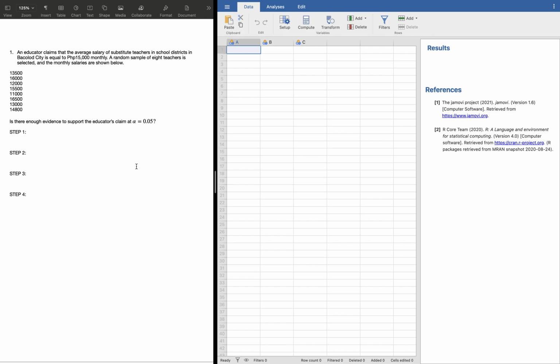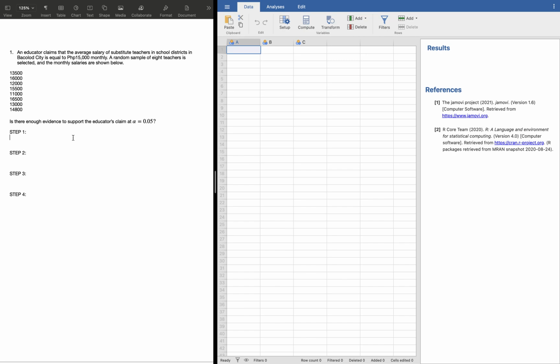So for problem one, an educator claims the average salary of substitute teachers in school districts in Bacolod City is equal to 15,000 monthly. A random sample of eight teachers is selected, and the monthly salaries are shown below. The question is, is there enough evidence to support the educator's claim at alpha equals 0.05 or 5%? So let's do this in four steps.